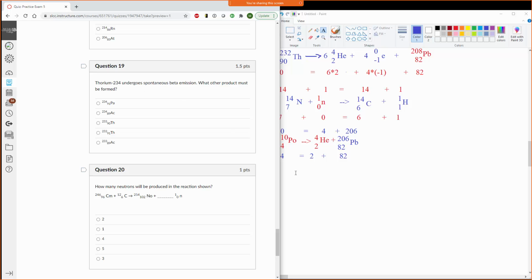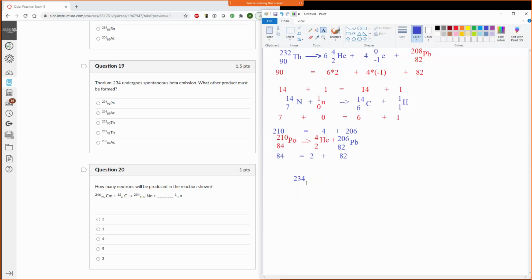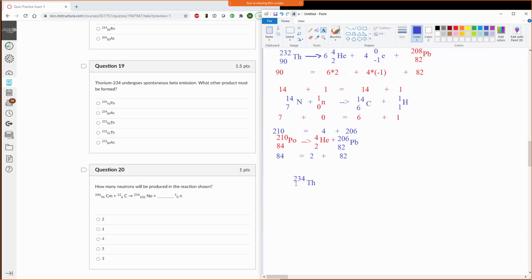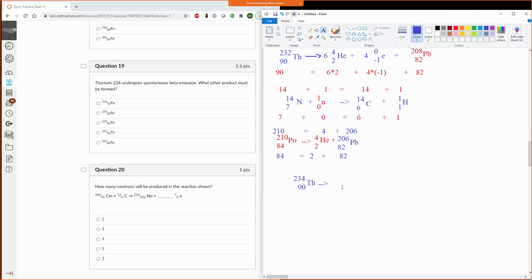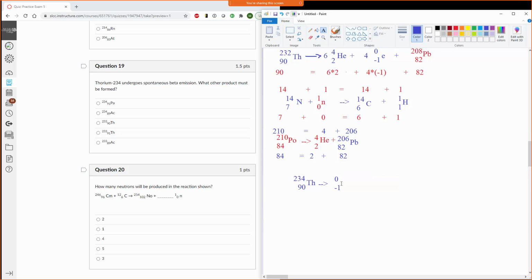Thorium-234 undergoes spontaneous beta emission. So again, I've used words here. 234 thorium, and now you've got to look up on the periodic table how many protons thorium has. It's got 90 to start with. Okay, thank you, Erica. So you have to look that up on the periodic table to answer this question. Spontaneous beta emission. Got to remember that the beta particle is in the product and that it has a charge of -1 and a mass of 0. So there's your beta particle.